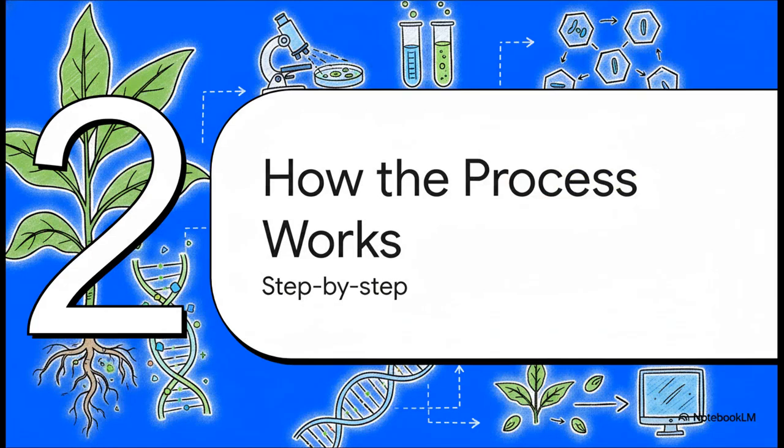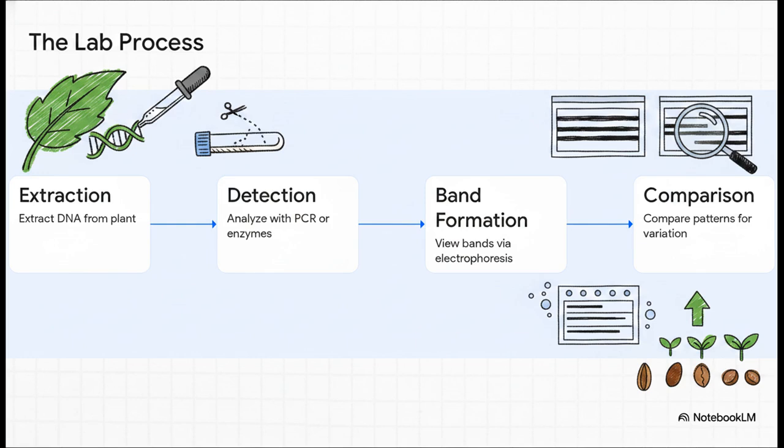Moving right along to part 2, how the process works. This entire laboratory process basically breaks down into 4 clear steps. Step 1 is DNA extraction, where the DNA is safely removed from the plant. Step 2 is marker detection, where we analyze specific DNA regions using PCR or restriction enzymes. Step 3 involves gel electrophoresis to create band pattern formation, which is essentially visualizing those tiny DNA fragments as physical lines. And finally, step 4 is the comparison of those band patterns.